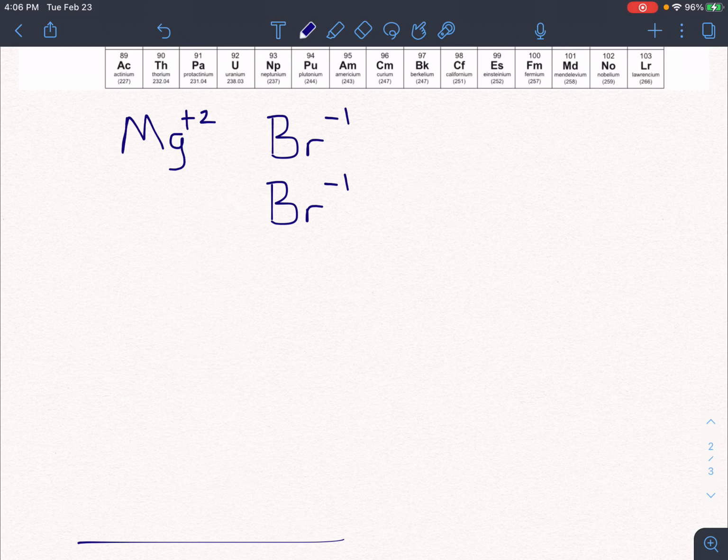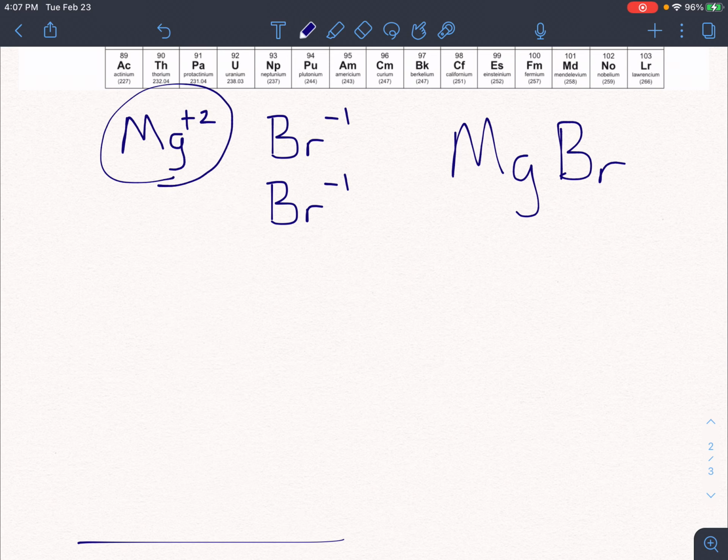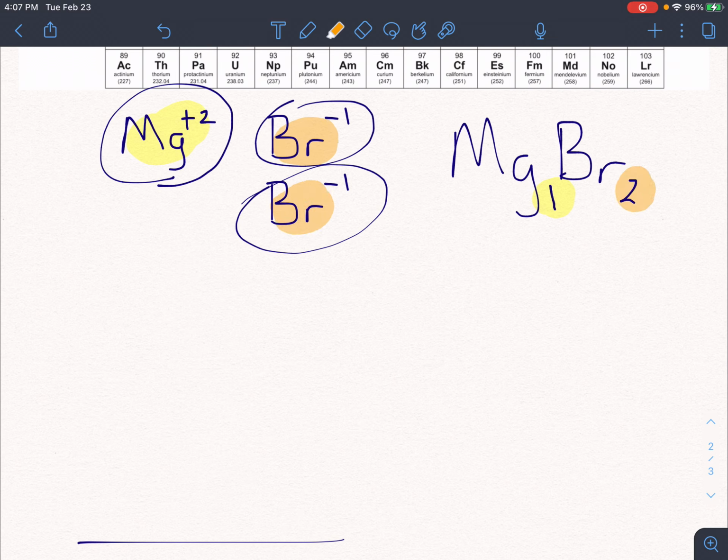So I'm going to write this by putting magnesium and bromine together. We always write our metal first. I have 1 magnesium ion, and I have 2 bromide ions. Again, 1 magnesium and 2 bromides. And that makes it neutral. That gives me a compound which is neutral. A couple things about this before we move on to the next example.